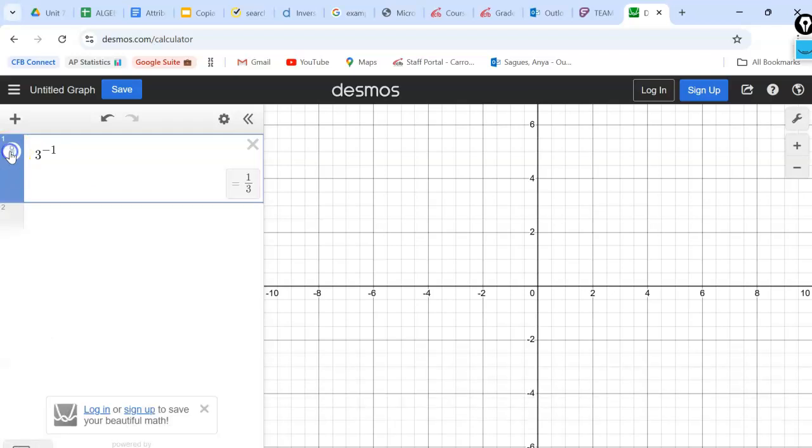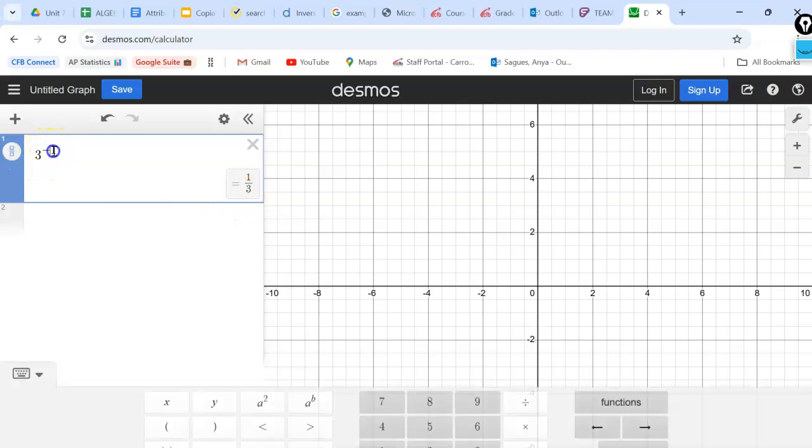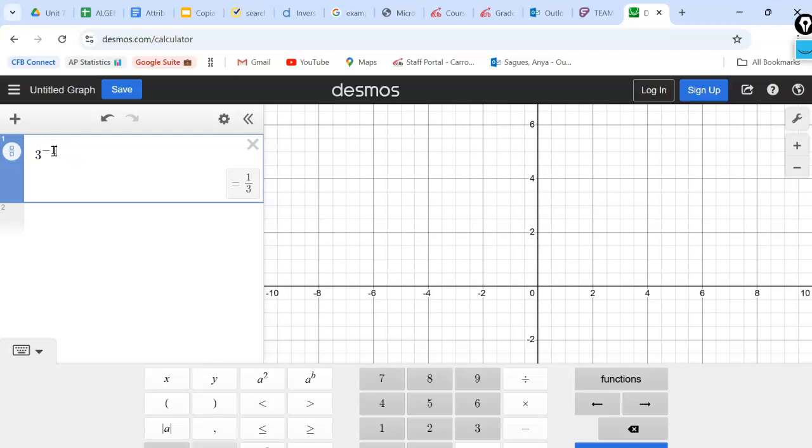So making the exponent negative is going to give me a fraction. So see, now when I do 3 to the negative 1, that gives me 1 over 3. So I try out different negative numbers. Negative 2 gives me 1 over 9, and then negative 3 gives me 1 over 27.